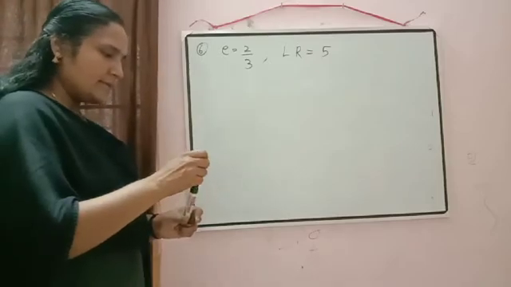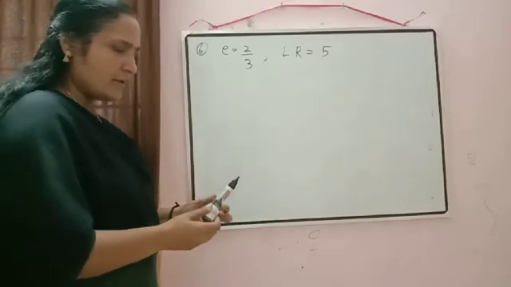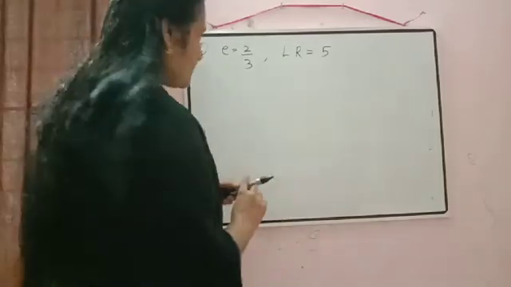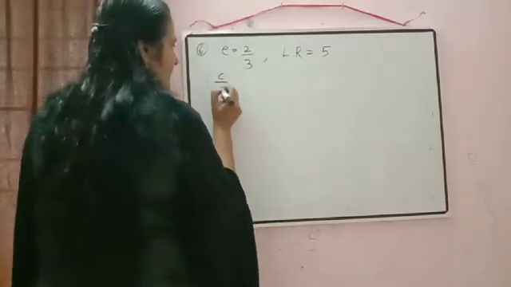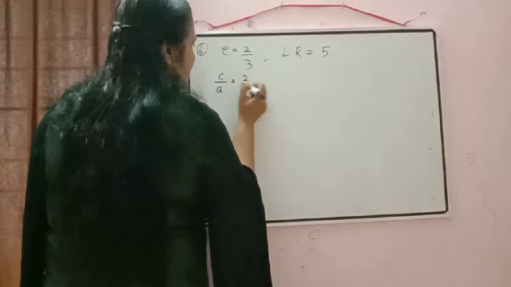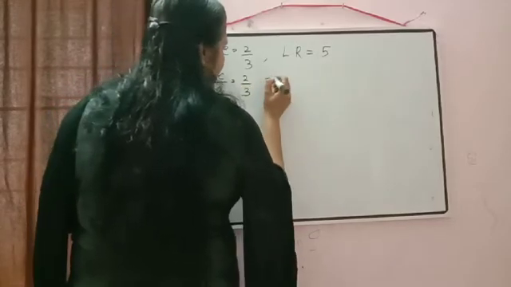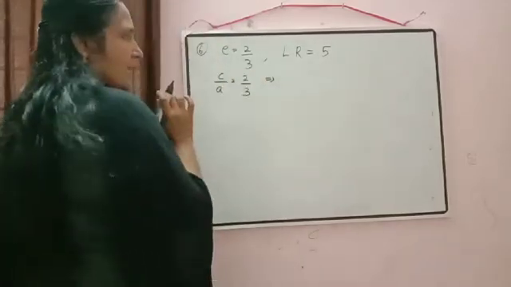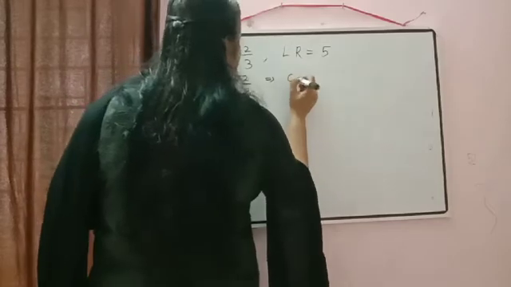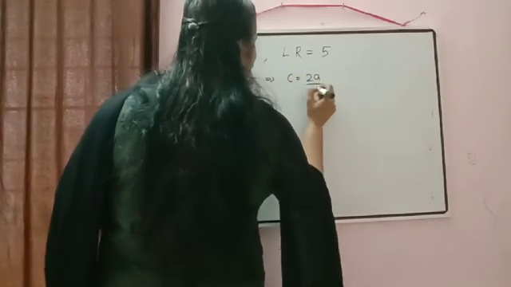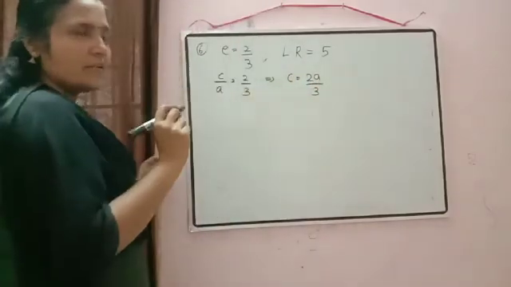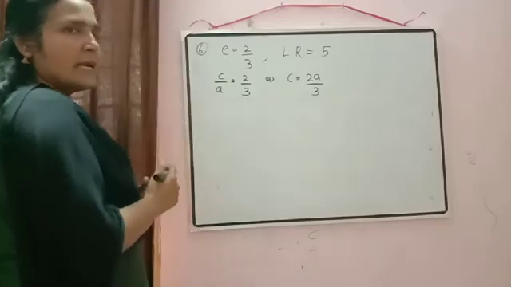Again, eccentricity is given means what is given? Yes, c by a. So again write down here it is given c by a is equal to 2 by 3. Now if I am shifting this a here, then what will come? C is equal to 2a by 3. Okay, so we wrote c in terms of a there.